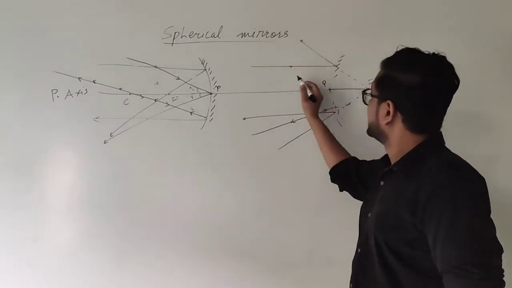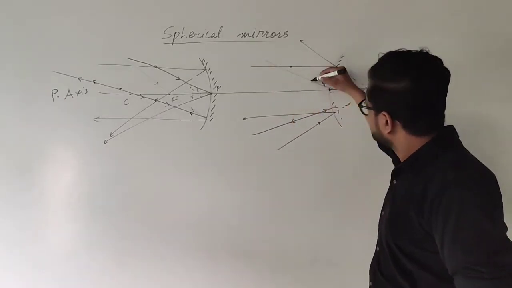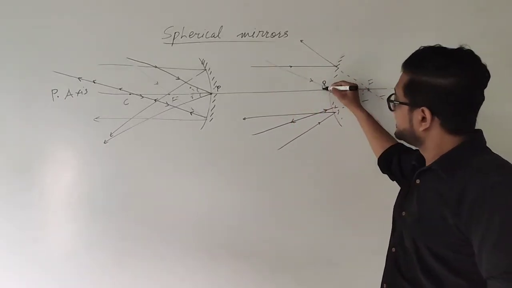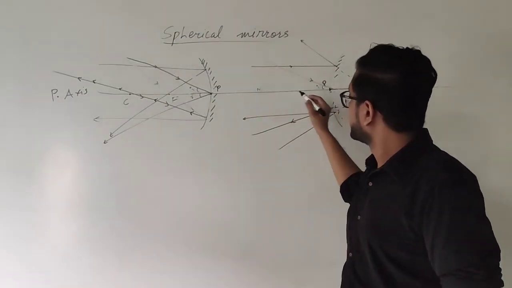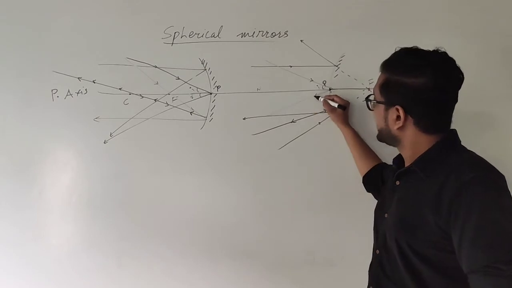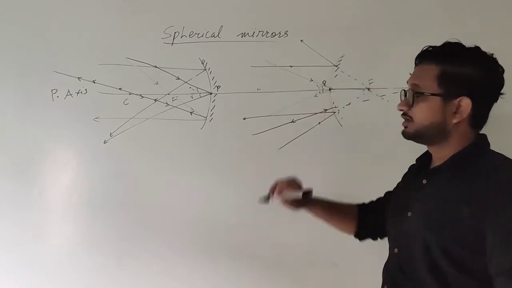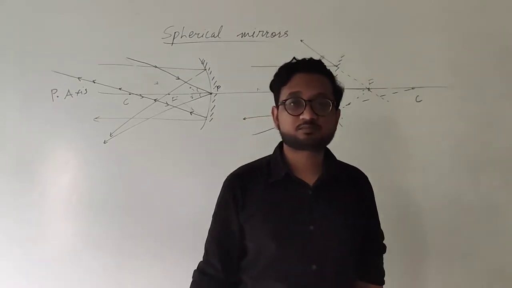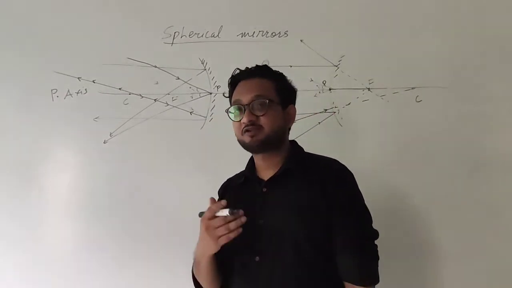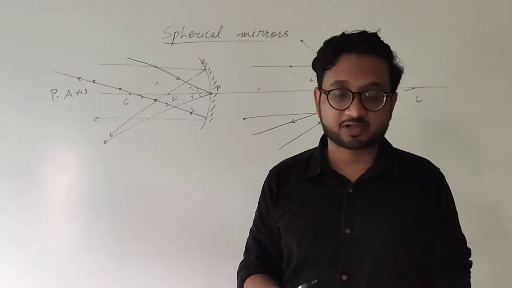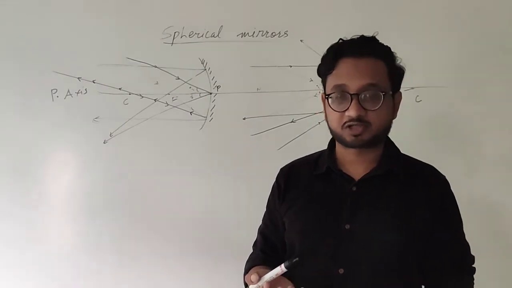In this case, again the same thing. If the ray of light is incident on pole, then this will become angle of incidence. Principal axis will act as normal and the ray of light will reflect back and this will become angle of reflection. I hope it is clear to you students. Okay, let's revise these 4 topics once again because this is really important.